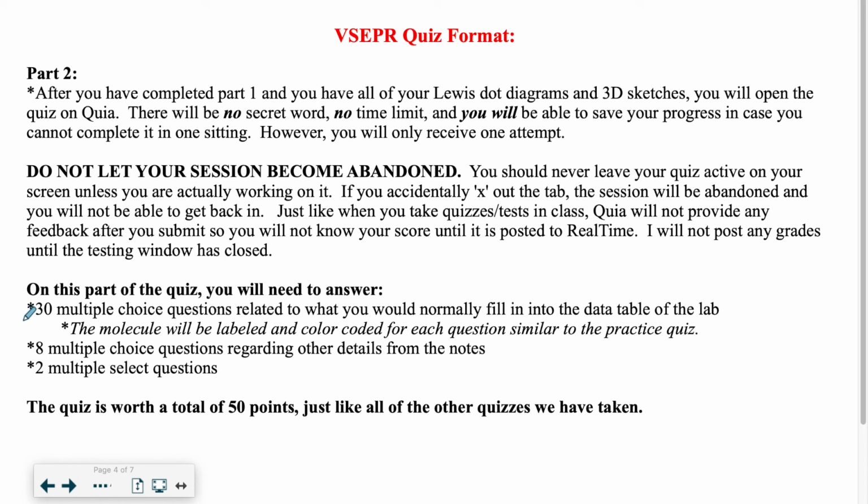Once you get through all the stuff that would have normally been within the data table, you're going to have 8 multiple choice questions regarding other details from the notes. So basically what I went through on the previous slide. You are also going to have 2 questions that are multiple select. Now remember, if a question is multiple select in Kia, instead of the selection box being circular, it's going to be a square. So if you see a square there where you can click multiple options, make sure you're reading through all of those and you select multiple answers if it is necessary.